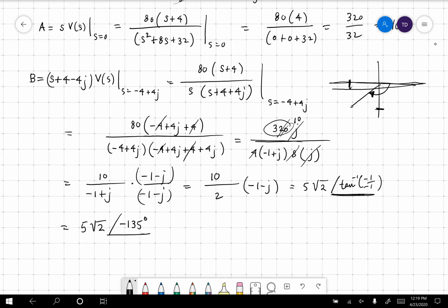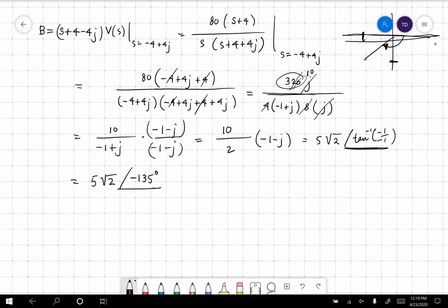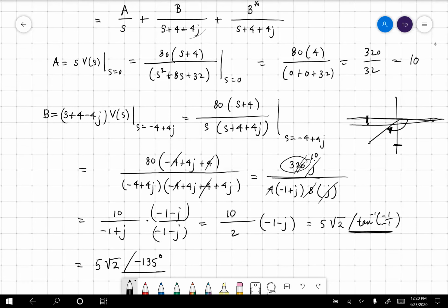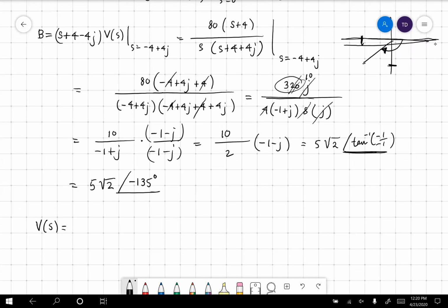So we have our values, we have our A and our B. Let's go ahead and put this in the answer. So with this, we know that V of S is equal to, where's my A over S? A was 10, right? 10. And so it's 10 over S plus 5 root 2 at an angle of minus 135 degrees, all divided by S plus 4 minus 4J, plus the conjugate.